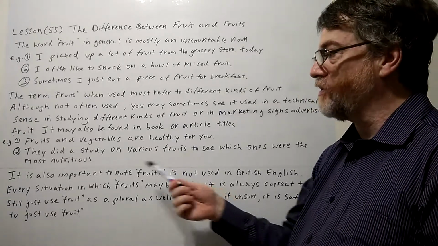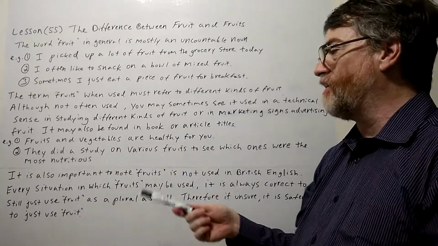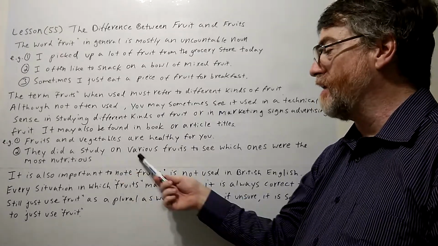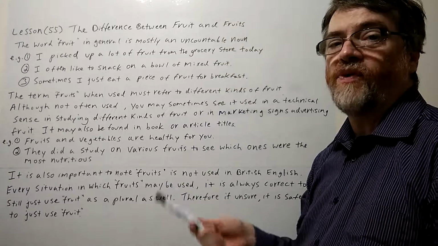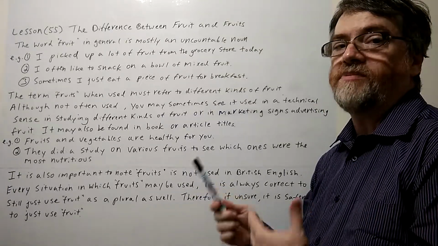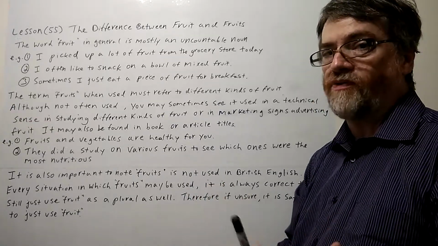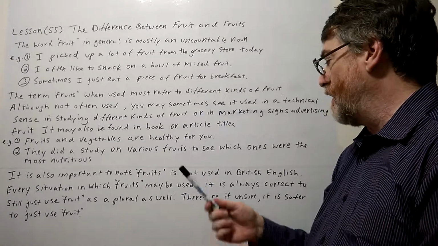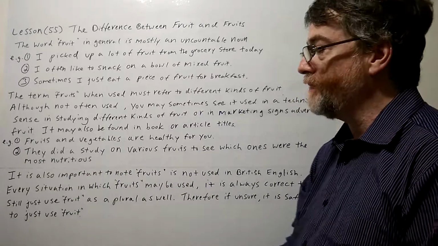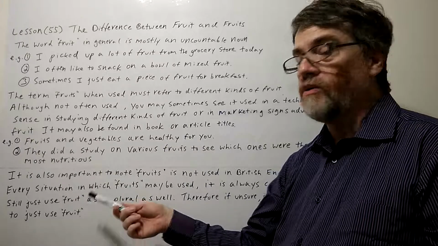So here's some examples. Fruits and vegetables are healthy for you. Like if that was the title of an article or a book, yeah, sure, you could find it that way. They did a study on various fruits. You could find it. It is good to note, in American English, this is sometimes acceptable to use the word fruits in this sense. And when it is used, it has to refer to different kinds of fruits. Various fruits to see which ones were the most nutritious. Okay, good. So let's look at this next note here.